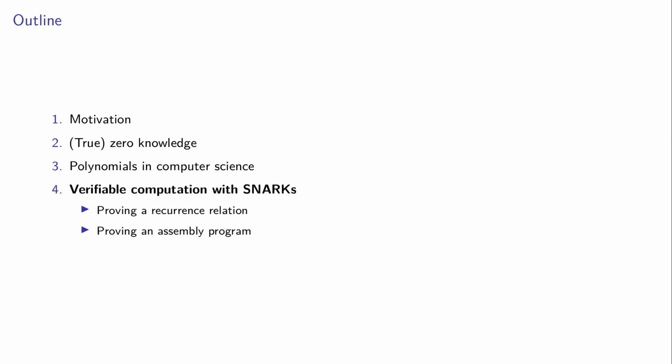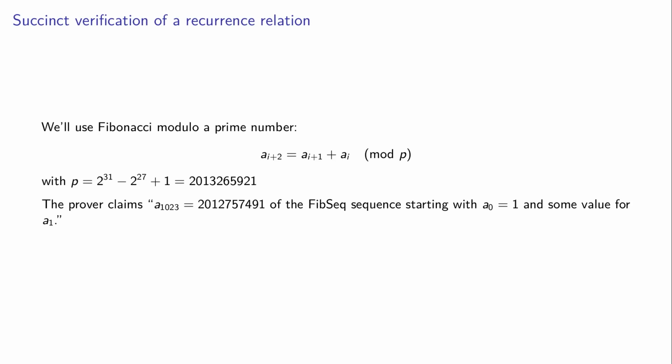So the recurrence relation that we will be using is Fibonacci, which is sort of a tradition in the area of SNARKs, making examples using Fibonacci. We do this modulo a prime number, the number which you see there, which is known as the baby Bear prime. It has the property that p minus 1 has a large factor of 2, right? It has 27 factors of 2, in fact.